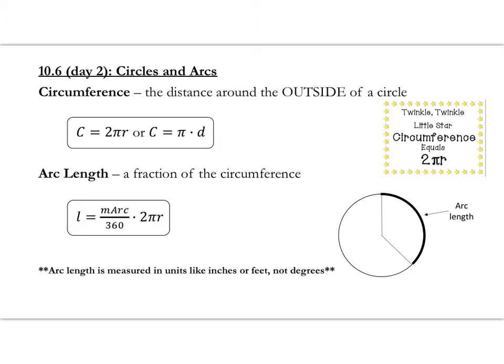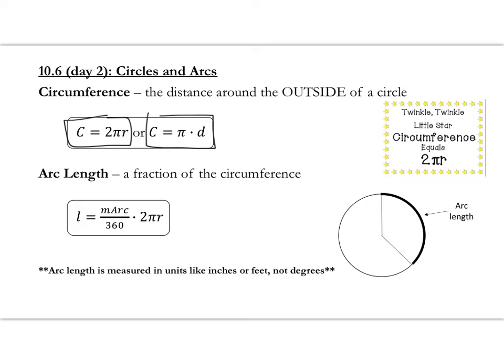So if you don't remember, I had a little rhyme for you. I put it over there on the right. To find circumference, it's twinkle, twinkle, little star. Circumference equals 2 pi r. There is a secondary formula, though. Instead of 2 pi r, you can use circumference equals pi times d, because 2 radiuses is the same as a diameter.